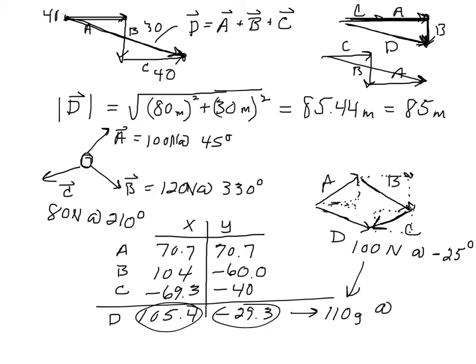And the angle would be the inverse tangent, remember that, from the equation sheet, of the y component, the negative 29.3, over the x component, the 105. And when you take the inverse tangent of those two numbers, you get an angle of 15.6, or about negative 16 degrees. I said negative 25 degrees. Not really that far off, considering I'm just doing it very crudely.